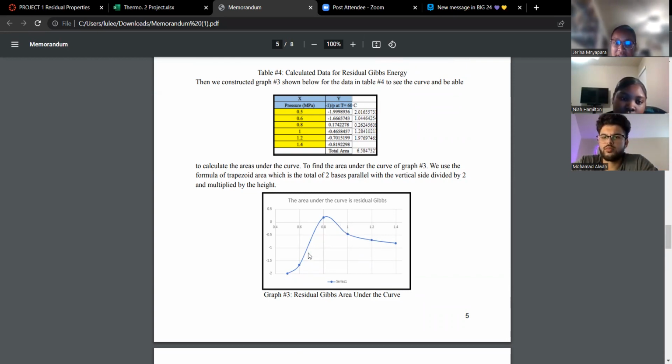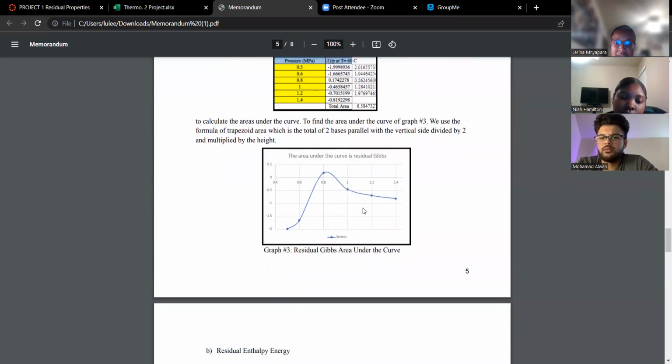You can see how it's inclining, and then it hits that mark spot at 0, passing the 0, and it starts decreasing down. So this is our area under the curve for the residual Gibbs energy.